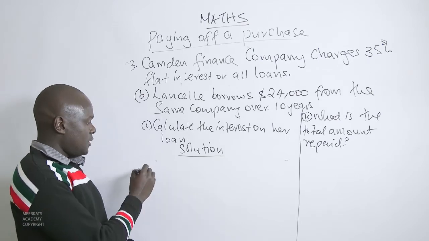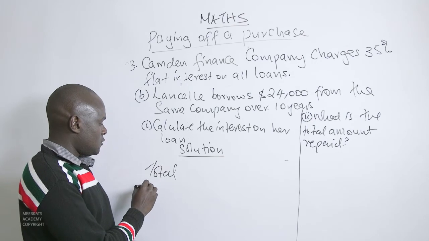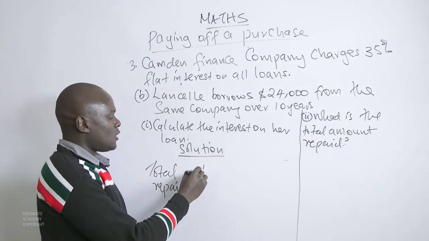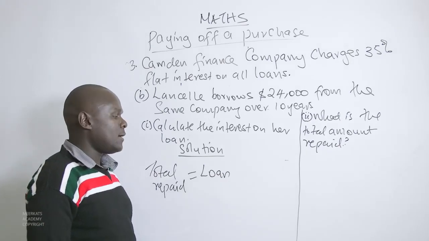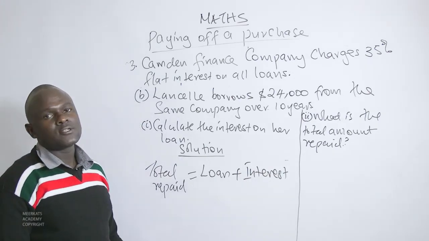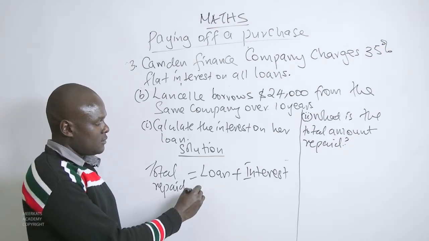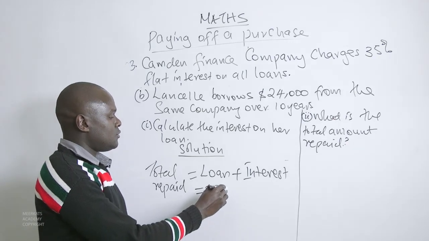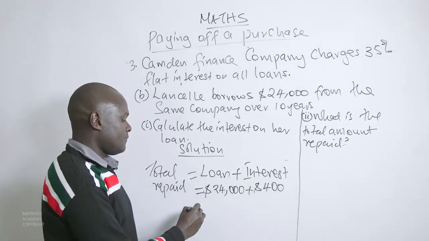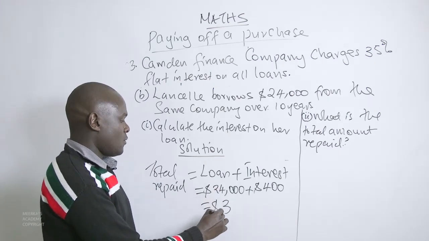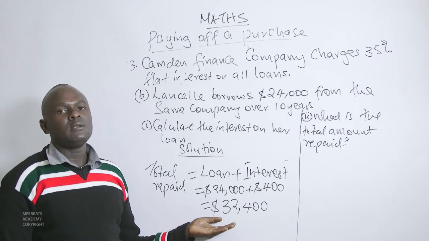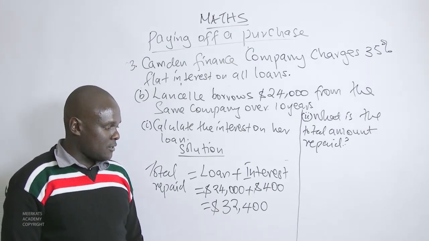The total amount that she is going to pay, just like in the first case, will be the sum of the loan that is advanced to her plus the interest that the loan will attract over a period of 10 years. Her loan is to the tune of $24,000, and the interest we've calculated is 8,400. This will give us $32,400. This is the amount that she will pay at the end of the entire period, which is 10 years.